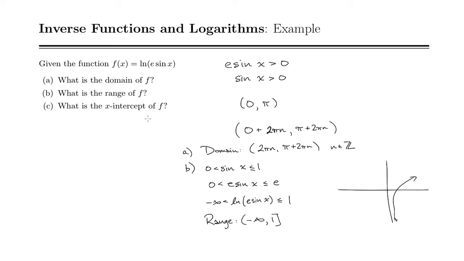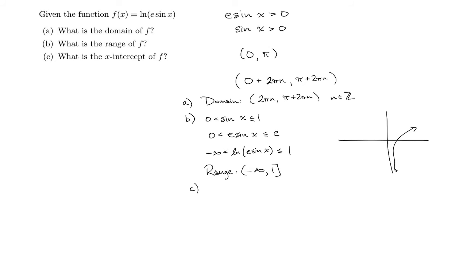And then finally we need our x-intercept. And the x-intercept of a function is simply when the function equals 0. And so we take our function, natural log of e sine of x, and we're going to set it equal to 0. And so we will do e raised to both sides. We get e sine of x equals e to the 0, which is 1. We can divide by e, and we have sine of x equals 1 over e. And that's not a special angle on the unit circle, so we won't be able to go much further.